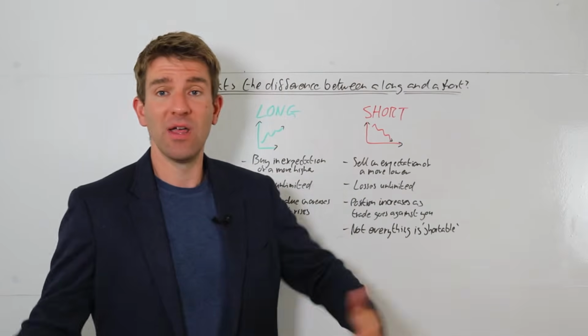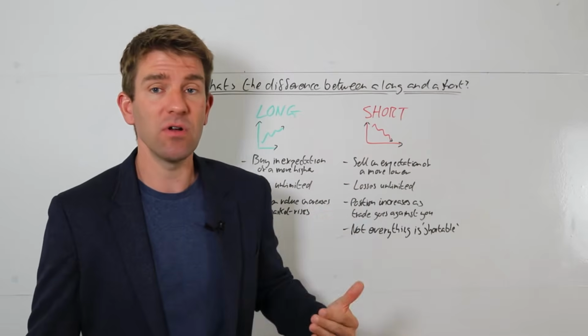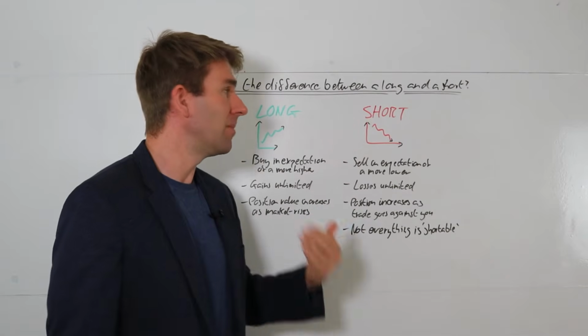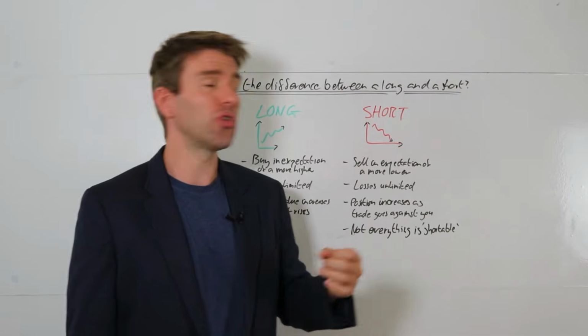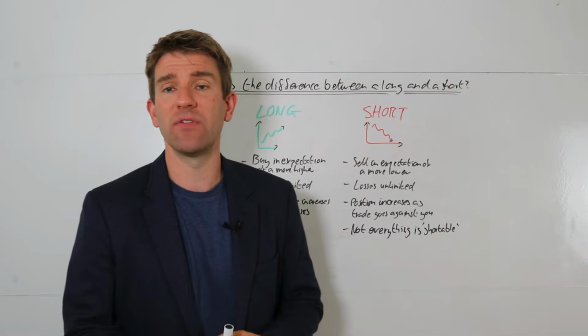You think about a chart, it can only go up and up and up, or it can go down. It can only go to zero. So your losses are completely unlimited when you're going short, unlike a long, where you know what, you can go to zero. If it goes to zero, fine.